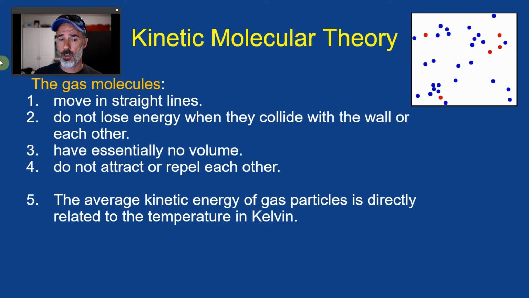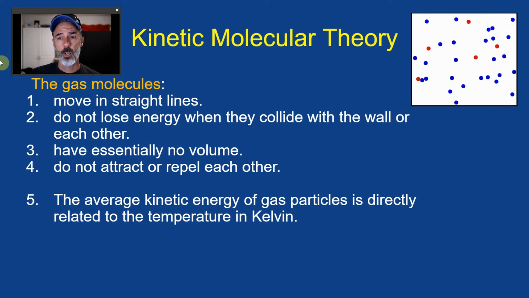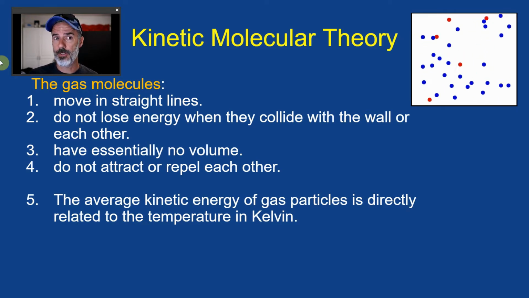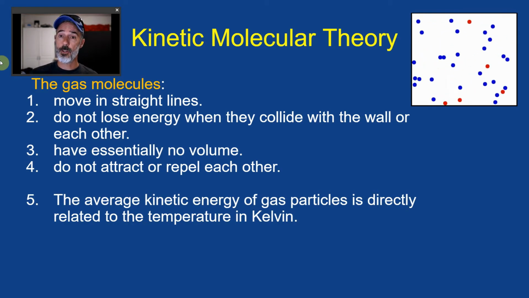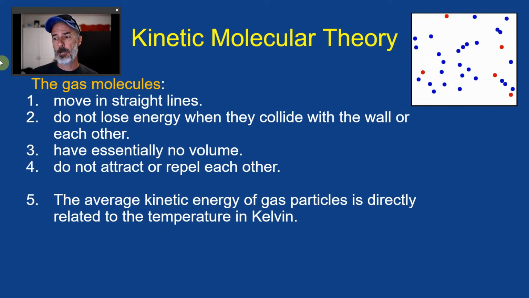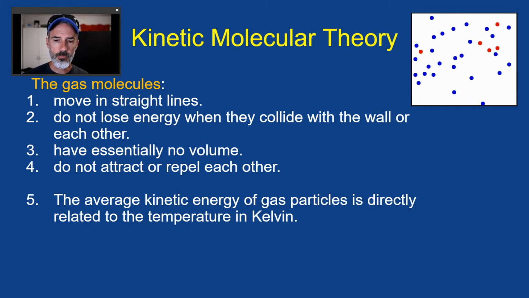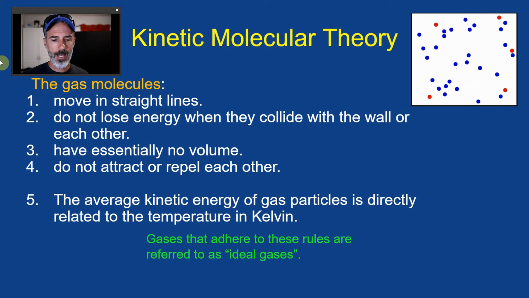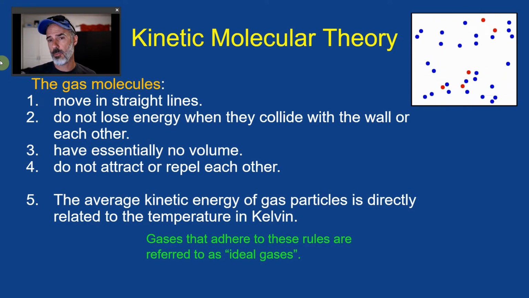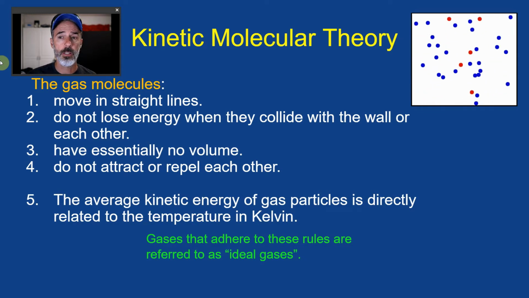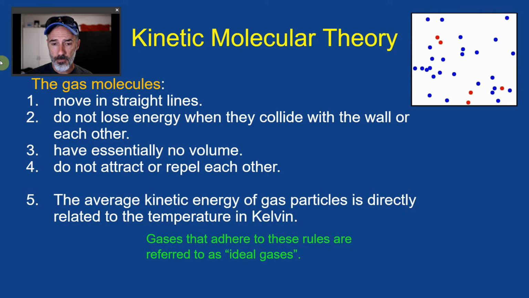So the last one you already know, that the average kinetic energy of gas particles is very much correlated with the temperature on the Kelvin scale, right? Remember, if you double the temperature on the Kelvin scale, the particles on average will go twice as fast. That's not true on the Celsius scale, but it is true on the Kelvin scale. Okay, so gases that adhere to these rules are referred to as ideal gases. That's why it's the ideal gas law, because we're assuming they all obey these particular set of principles.